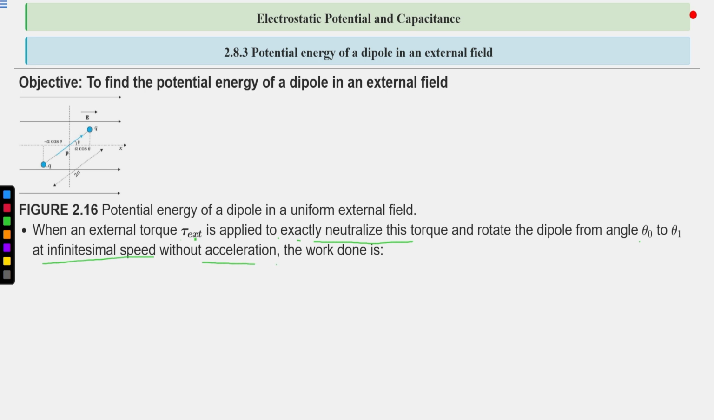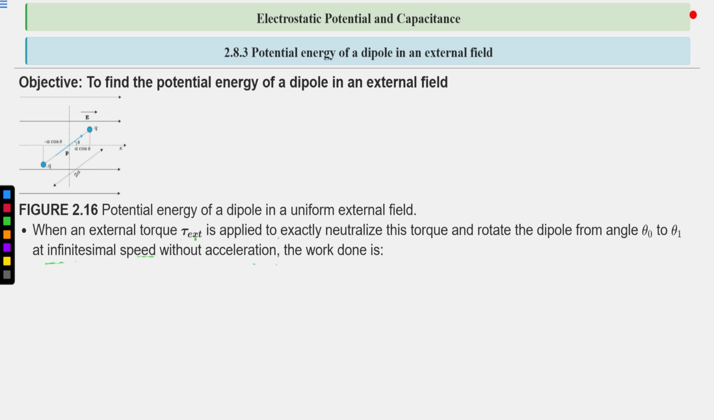This is somewhat familiar with the potential energy of a point charge. In that derivation, we were bringing a positive charge from R1 to R2 at very slow speed without acceleration. It is similar. There was a point charge and force, work done by the force. Now here, work done by the torque.